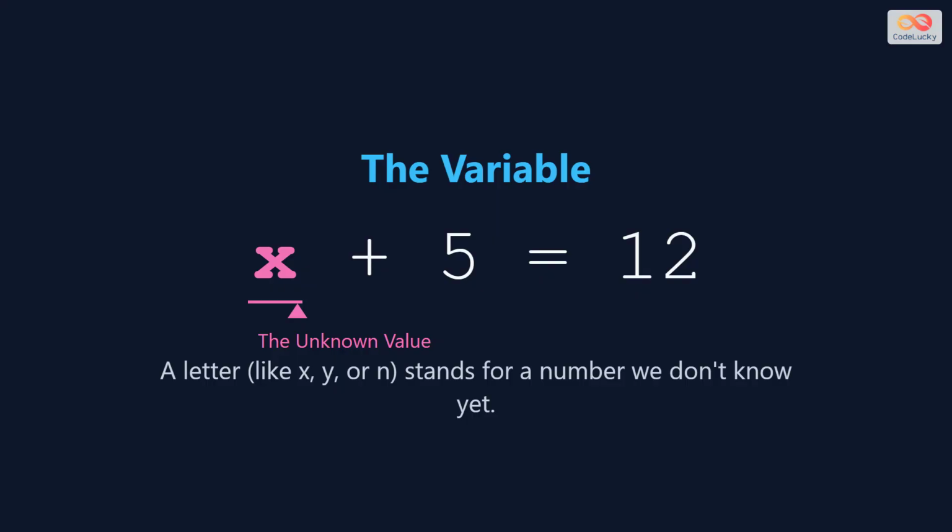You will often see letters like x, y, or n in an equation. We call this letter a variable. It is simply a placeholder for a number we do not know yet. In this example, x plus 5 equals 12, x represents the mystery number.